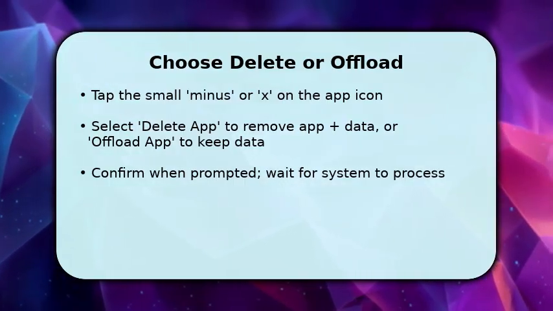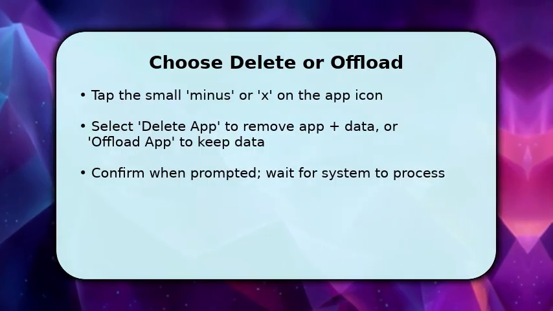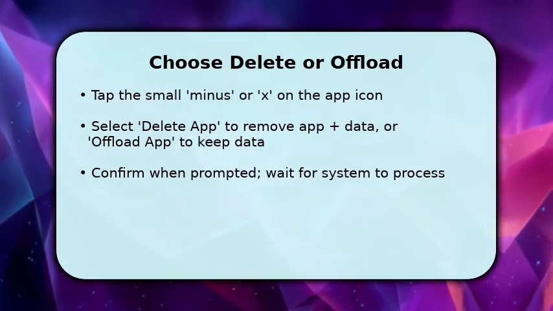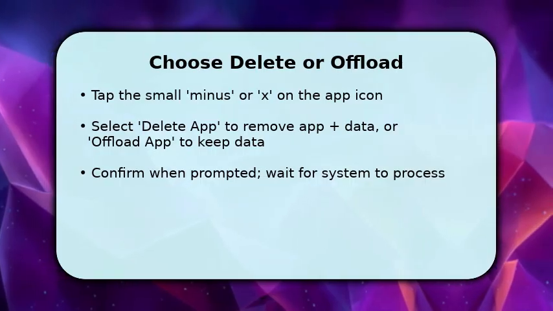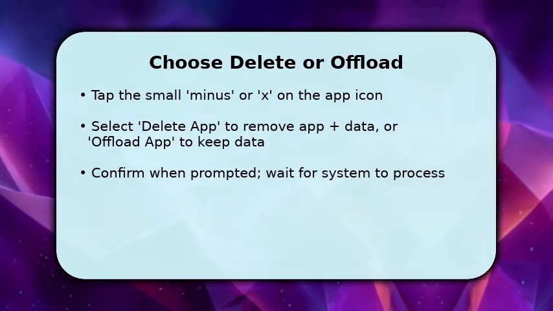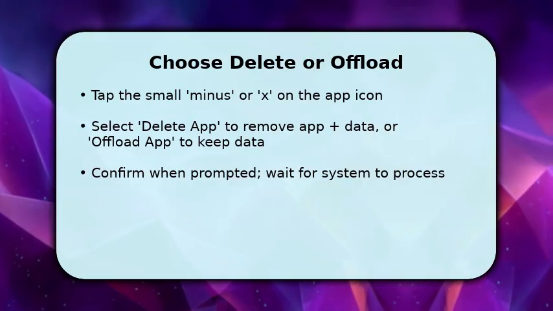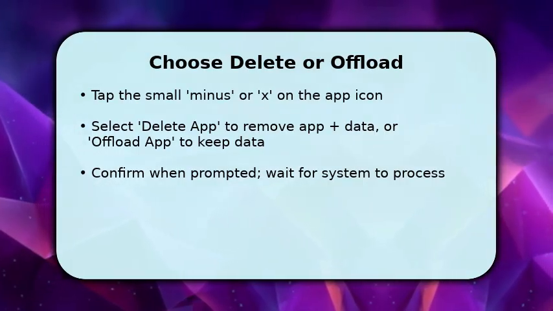You'll be offered choices. Delete app removes both the app and its data, while offload app frees storage but retains documents and settings. Choose based on whether you may reinstall later. Confirm the action in the prompt. The system then uninstalls or offloads and updates storage.